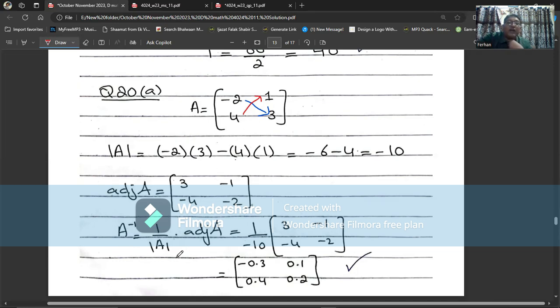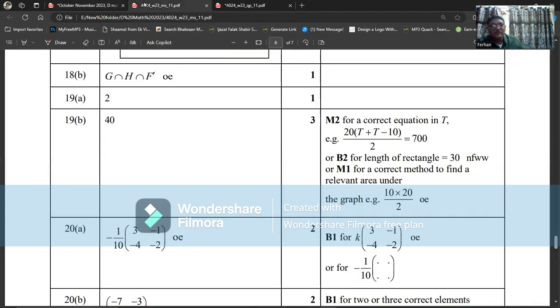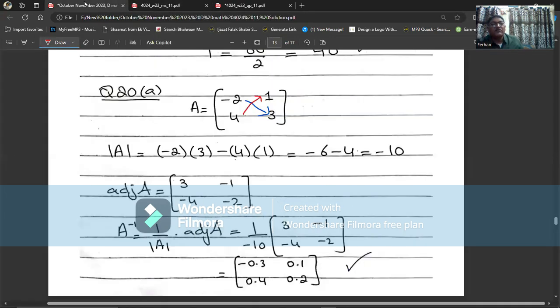A inverse is equal to 1 by determinant of A into adjoint of A. So it will be 1 by minus 10 into 3, minus 1, minus 4, minus 2. You can leave it like this or you can write it like this. 3 divided by minus 10 is minus 0.3. Minus 1 divided by minus 10 is 0.1. Minus 4 divided by minus 10 is 0.4. Minus 2 divided by minus 10 is 0.2. So here you have your A inverse. Let's check. So our answer is right. He has left the shape like this.